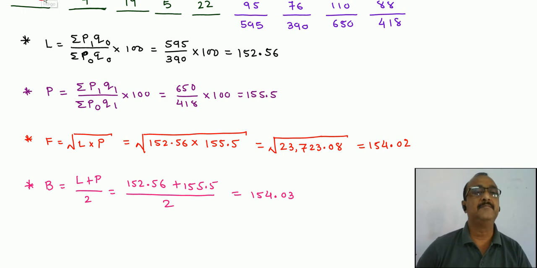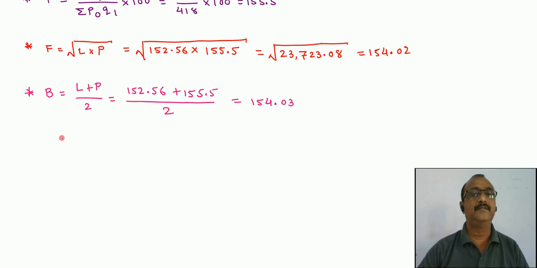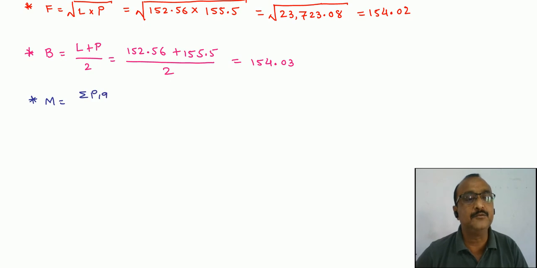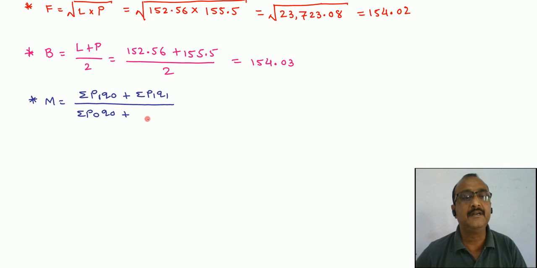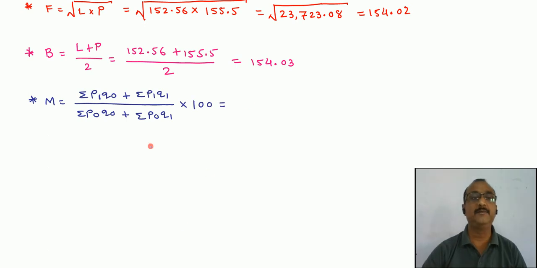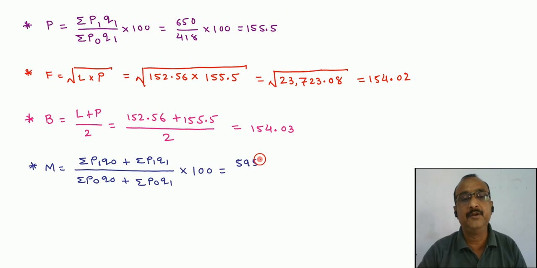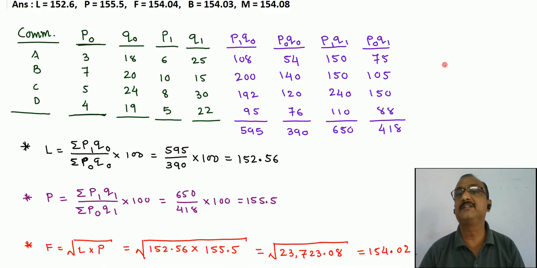Now the last one is Marshall's index number. M is equal to the formula: numerator of last pair sigma p1 q0 upon sigma p0 q0 plus sigma p1 q1 upon sigma p0 q1, into 100. First P1Q0, 595, plus P1Q1, third column.